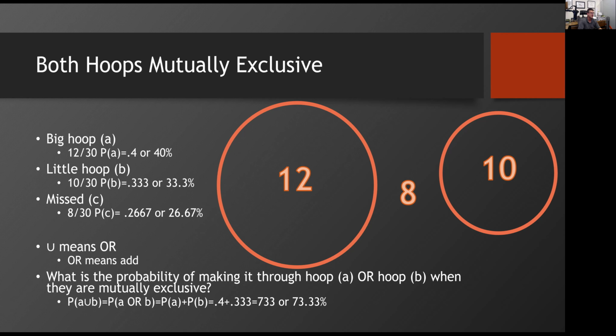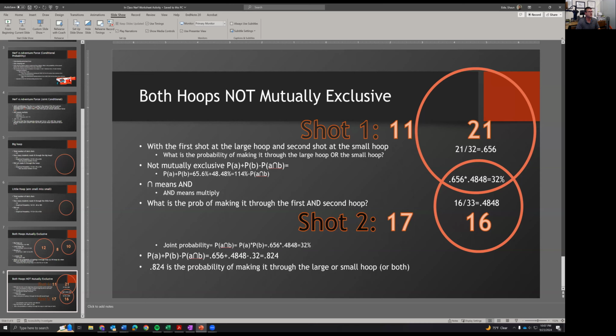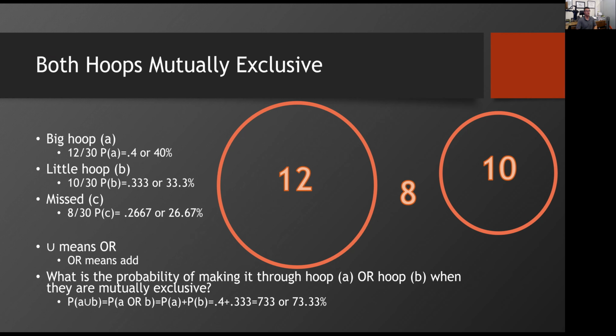And the reason why is we can determine what is the probability of an individual making it through hoop A or through hoop B when they are mutually exclusive. And the reason why this is really important is when they are mutually exclusive, you can literally just add them up together. And there's this little U right here, which means union, which means or. And when you see the union or, it means add. You need to add the probabilities together.